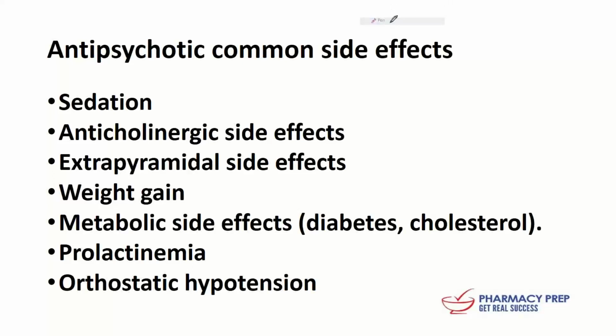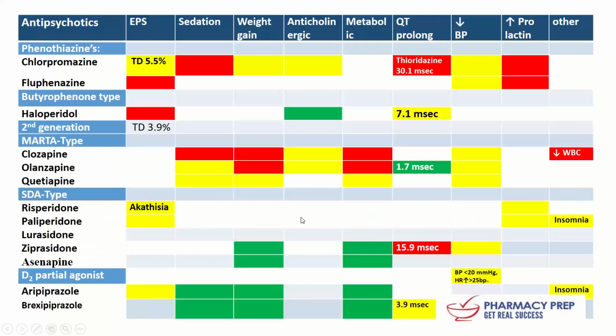Among these, we'll mainly be focusing on common side effects such as sedation, anticholinergic side effects, extrapyramidal side effects, and weight gain and metabolic side effects such as diabetes and cholesterol, and then hyperprolactinemia, and also orthostatic hypotension. So these are the side effects we'll be primarily focusing on in this video. So let's compare all the antipsychotic drugs, highs and lows.